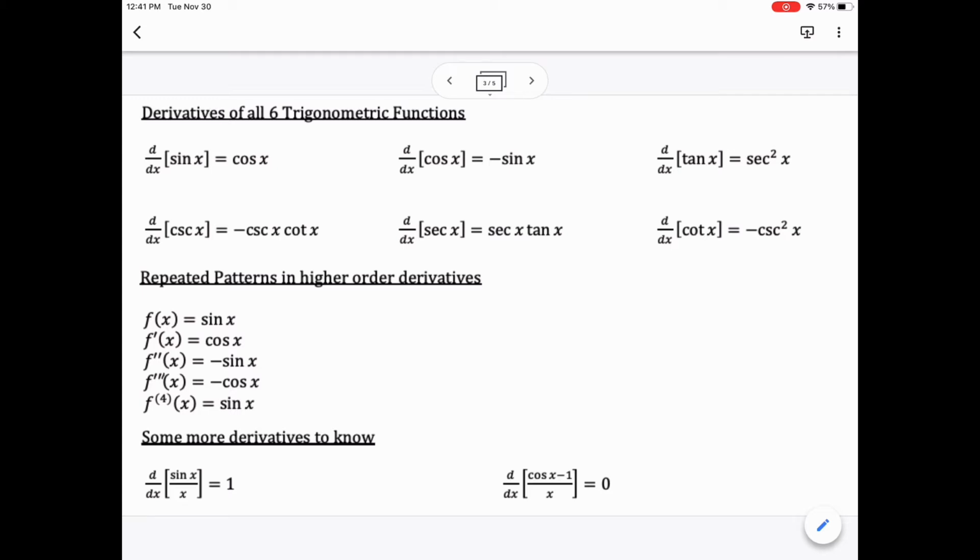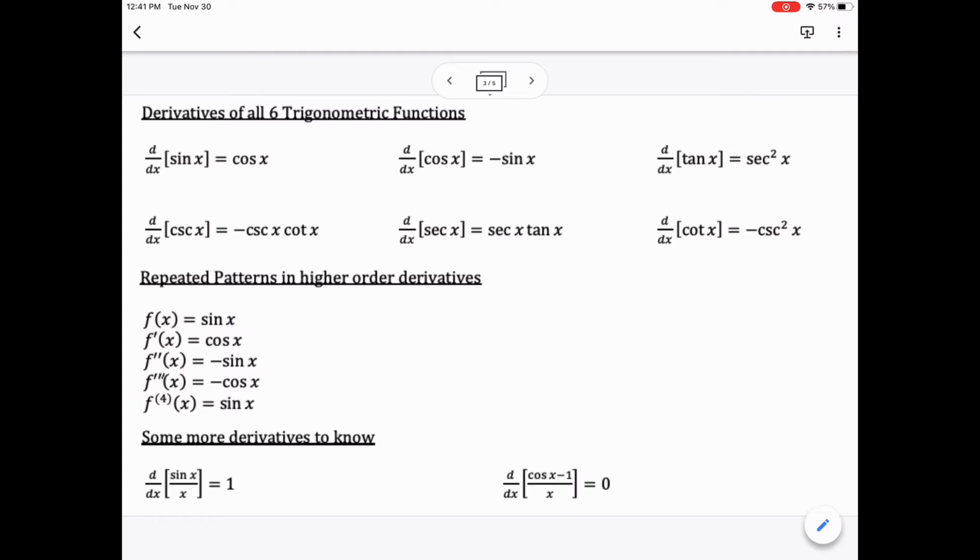So I already showed the derivative of sine is cosine. For cosine, it's negative sine. For tangent, it's secant squared. But for cosecant, it's negative cosecant times cotangent. For secant, it's secant times tangent, and for cotangent, it's negative cosecant squared.